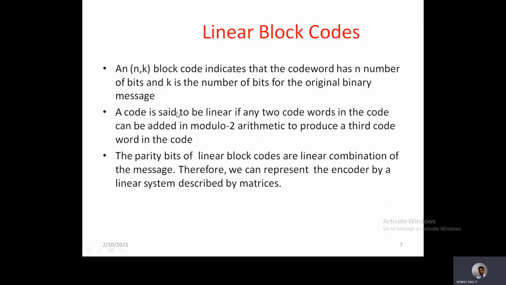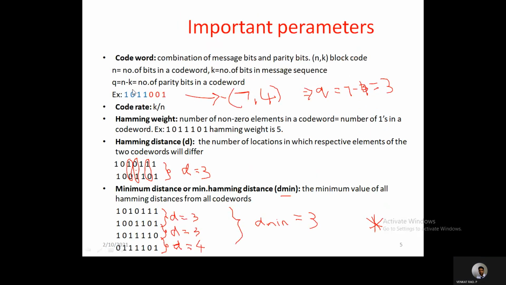Now let us see what a linear block code is. As I already said, a linear block code is represented with the notation n comma k. An (n, k) block code indicates that the code word has n bits and k is the number of bits of the original message. What is the meaning of linear block code? A block code is a combination of message bits and parity bits. For example, this is the message bits. Immediately after the message bits, parity bits will be added. If these two are combined like this, the code word is also called a block code.